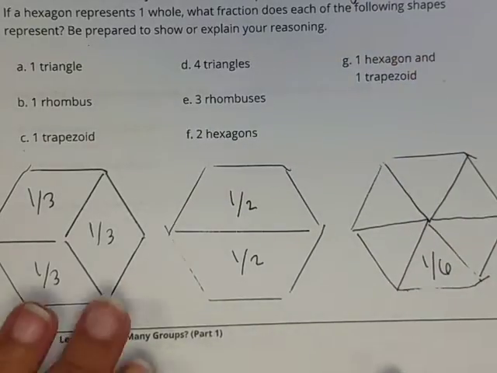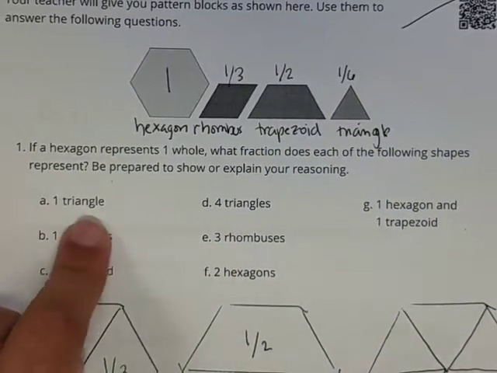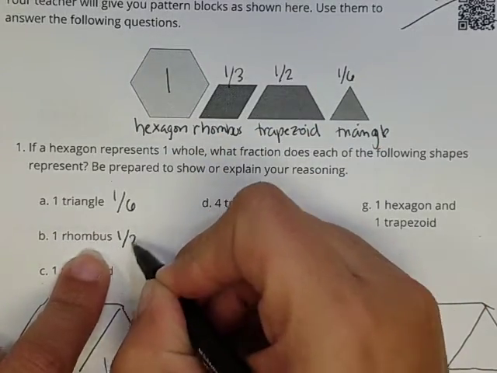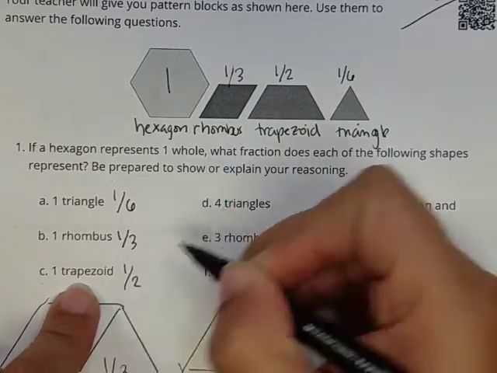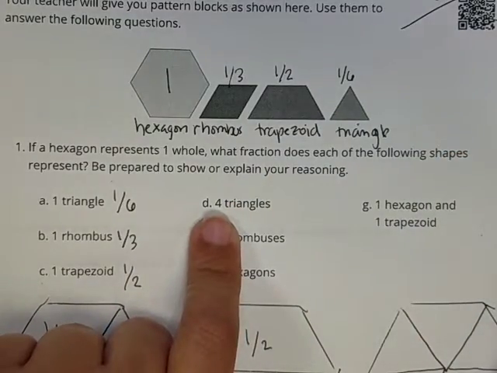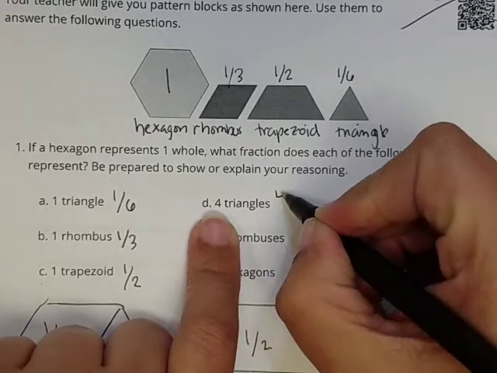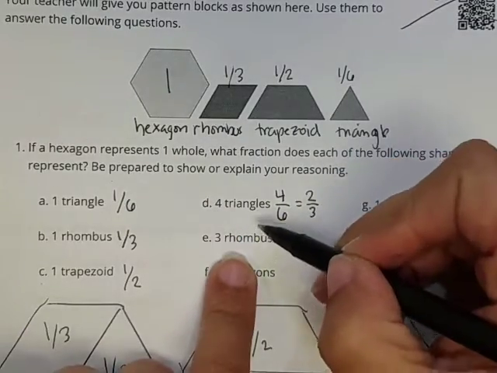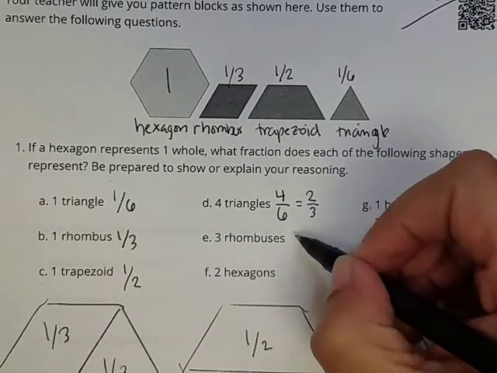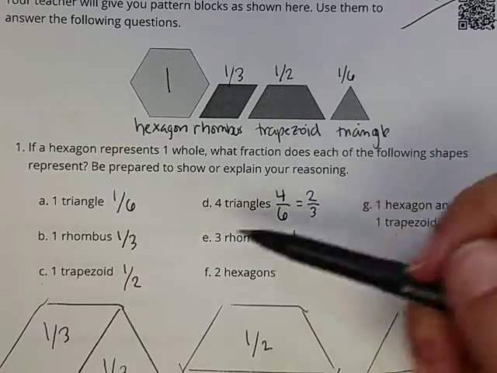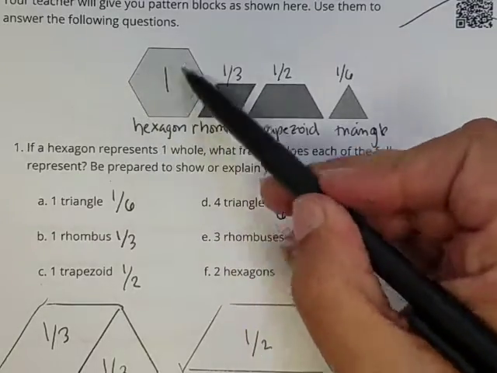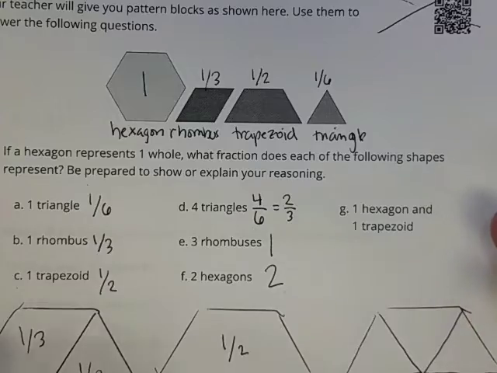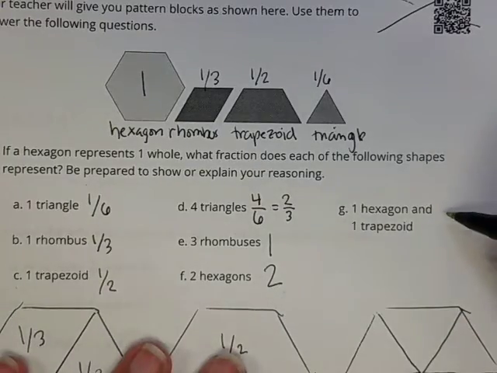So now we're going to fill in our amounts. So one triangle is 1/6. One rhombus is 1/3. One trapezoid is 1/2. 4 triangles would be 1/6, 1/6, 1/6, 1/6. That'd be 4/6 or 2/3. 3 rhombuses, 1, 2, 3 would be 1 whole. 2 hexagons, well that's 1, that's 2. And then 1 hexagon and 1 trapezoid would be 1 1/2.